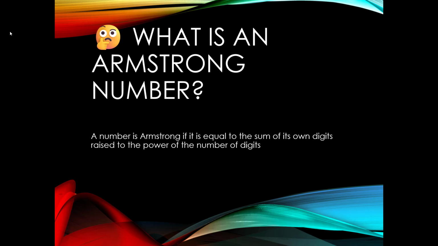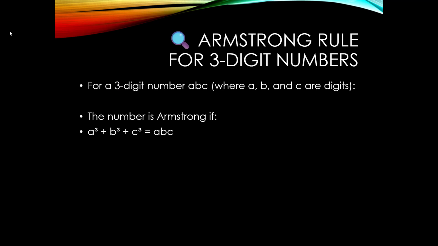Hello and welcome. In this project, we are going to learn what Armstrong numbers are and how to find them using Python. An Armstrong number is a number that is equal to the sum of its own digits, each raised to the power of the number of digits. Let's focus on 3-digit Armstrong numbers for this lesson.